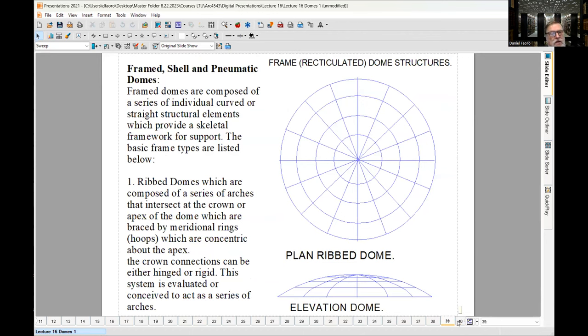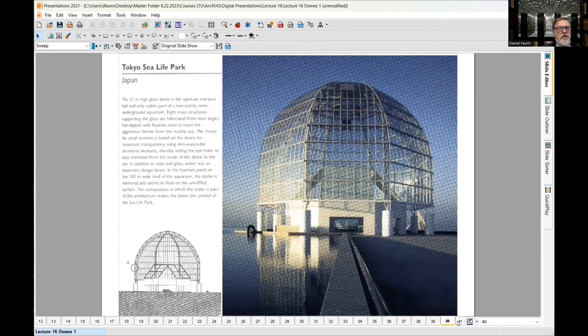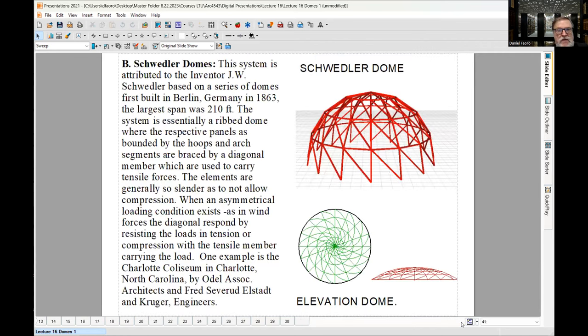So, framed shell and pneumatic domes. Here is our rib dome condition made of steel with arches, crowns at the apex. Toyota Sea Life Park. These are steel trusses, the big meridians. And I think these are just steel beams for the parallels. Schwedler dome here.